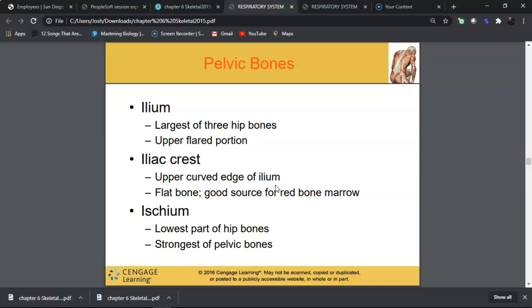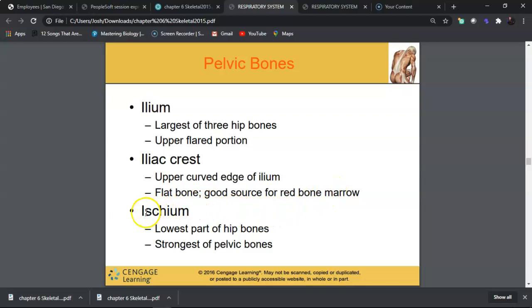The pelvic bone is made up of the ilium, and the upper part of the ilium is called the iliac crest, which is sort of a flat curved edge. This is a really good source, the flat bone, a great area for red bone marrow. There's a lot of red bone marrow and red blood cell production in the hip bones, okay?